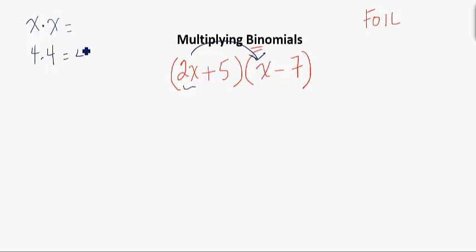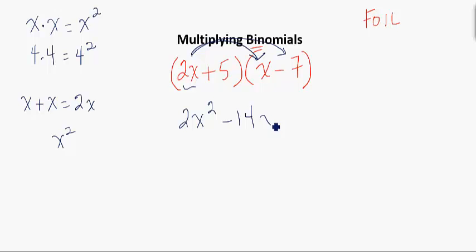If you multiply 4 times 4, if you think about it, you simply get 4 squared, or 16. So if you multiply x times x, we get x squared. When we add an x and an x, we get 2 x's. But when we multiply, we get x squared. So when I multiply 2x and x, I'm going to get 2x squared. And then I'm going to multiply this. This is going to give me minus 14x. So we distributed that 2x to each term.